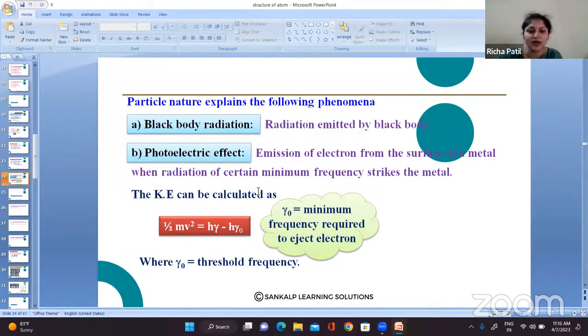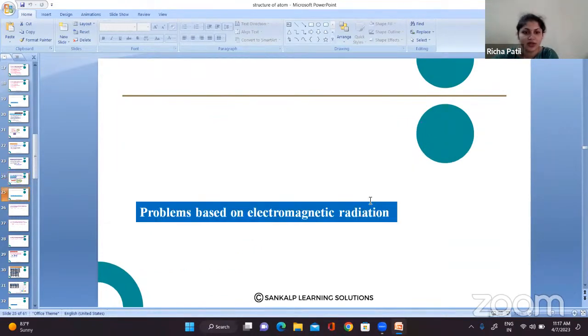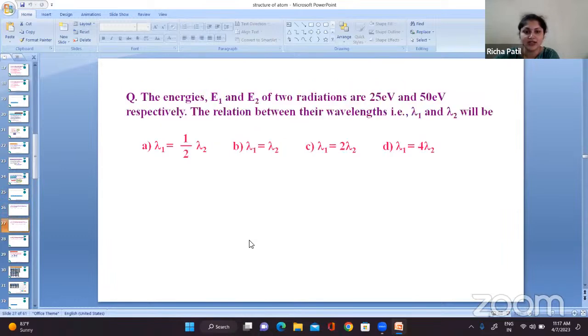Kinetic energy is calculated as half m v square is equal to h nu minus h nu naught, where nu naught is the threshold frequency. It is the minimum frequency required to eject the electrons. Based on that, we discussed some problems on electromagnetic radiation.